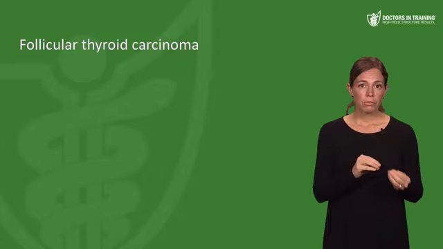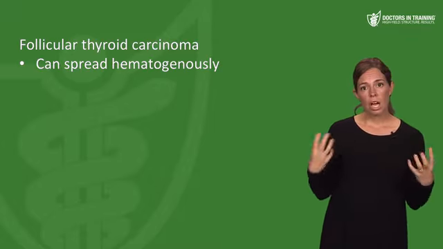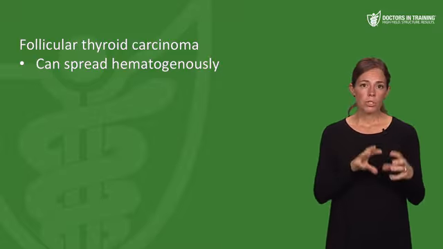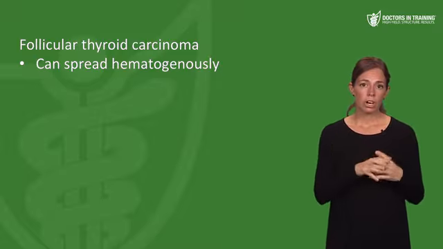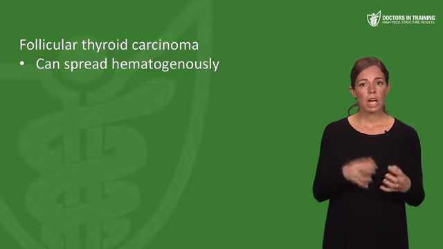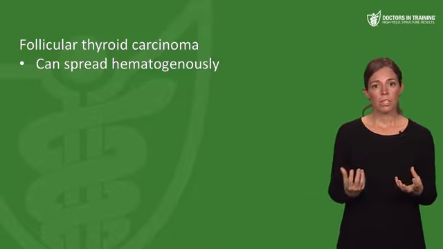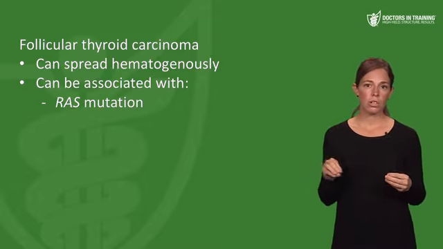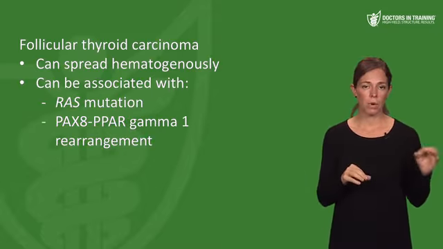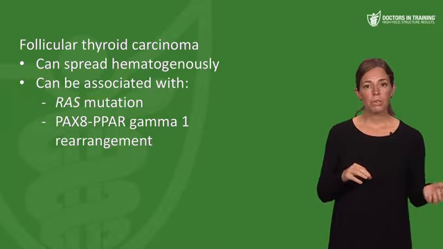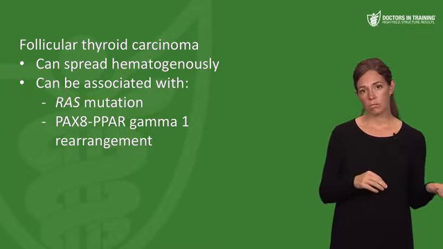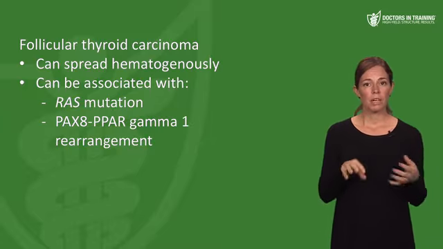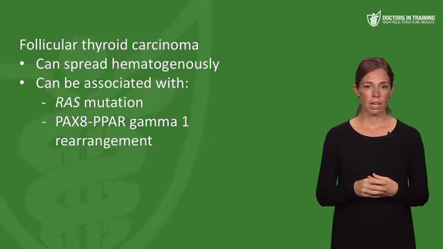And furthermore, follicular carcinoma can spread hematogenously, which is unlike papillary thyroid cancer. Most carcinomas spread to lymph nodes in the neck, and follicular carcinoma can do this too, but the hematogenic spread can be a big problem. So commonly, follicular carcinoma is associated with either a RAS mutation or a PAX8-PPAR gamma 1 rearrangement. And again, with follicular carcinoma, we see a 3-to-1 female predominance. And again, the treatment here is total thyroidectomy, followed in some cases by radioactive iodine.